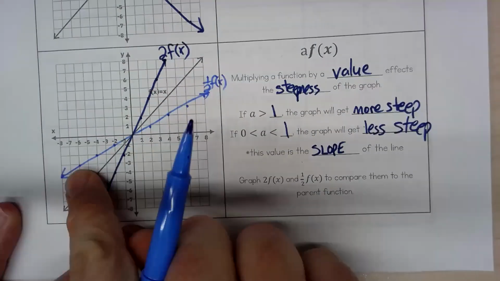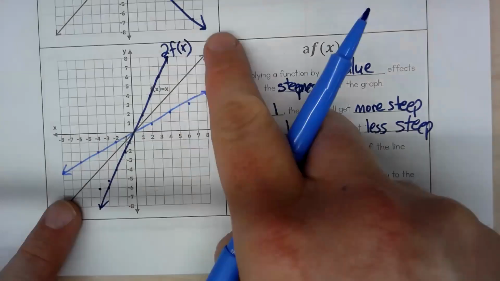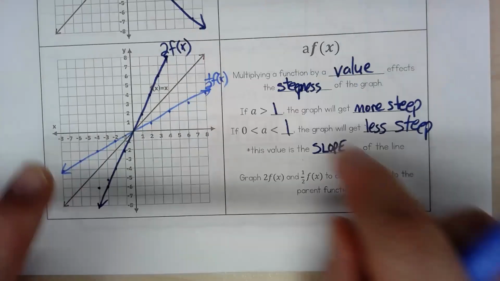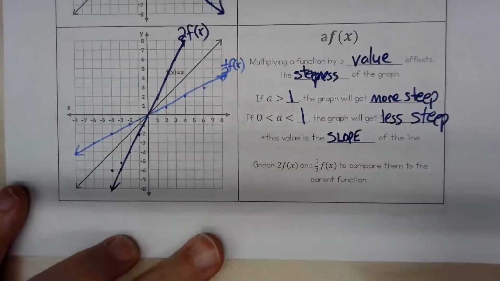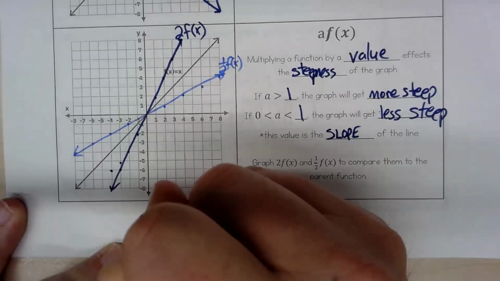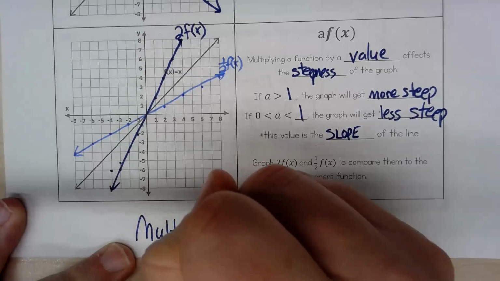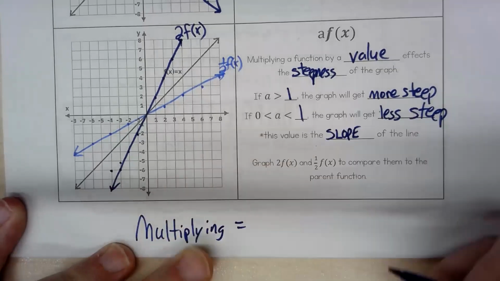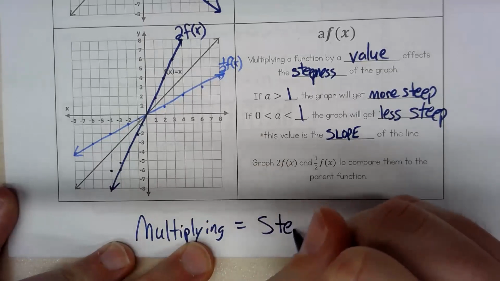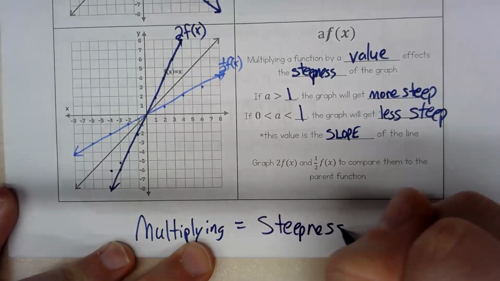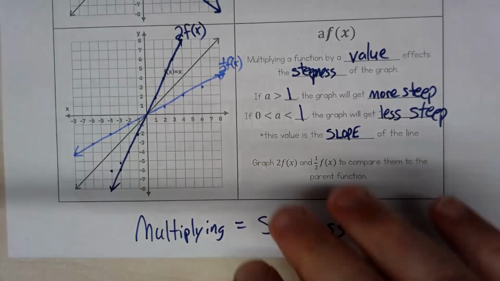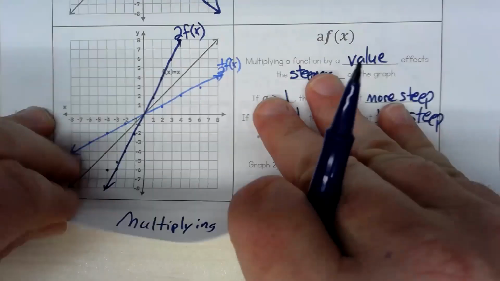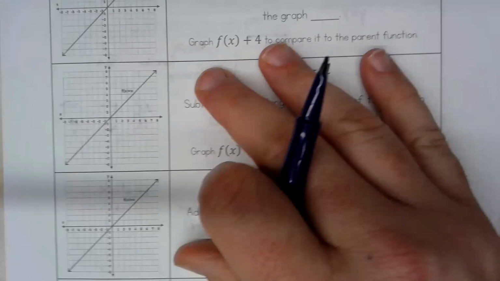Since it was less than 1, our graph got a little flatter. It got less steep. So in general, the main idea is that multiplying by a value changes the steepness. So multiplying just changes whether it's more steep or less steep. In general, that's how we're going to remember it. So let's go to our other options though. What are other things we could do to this line?